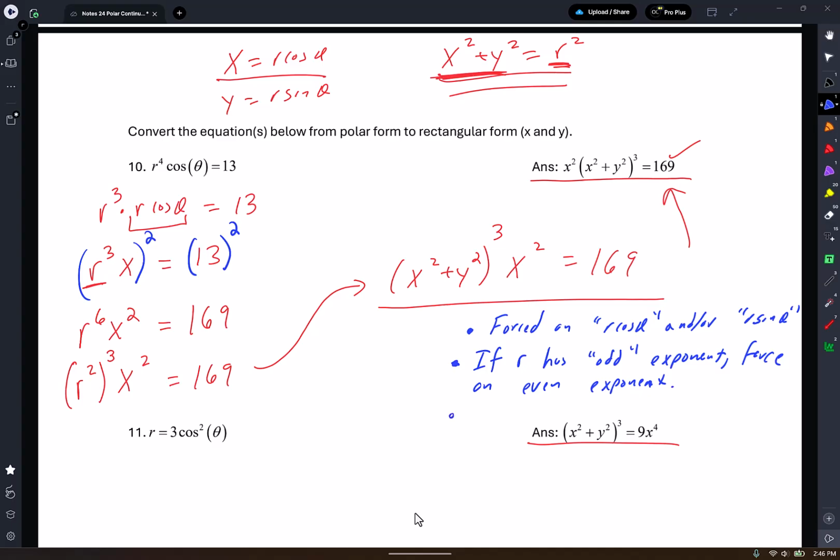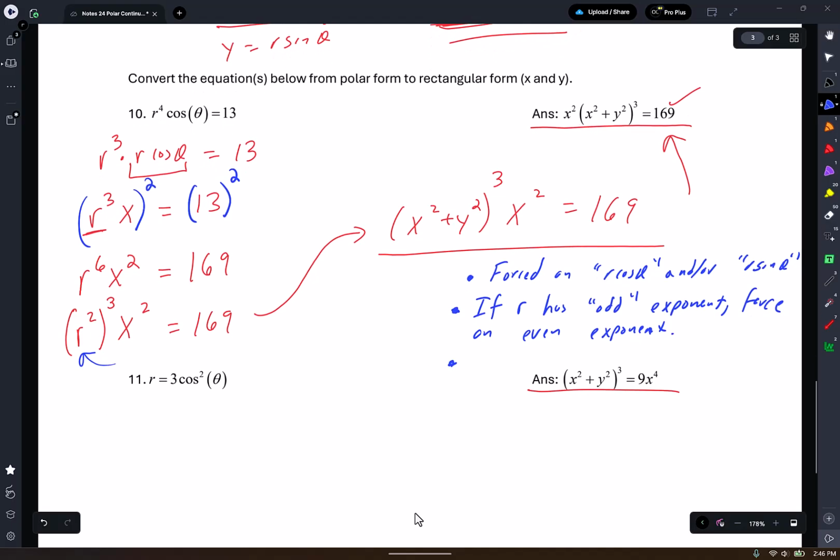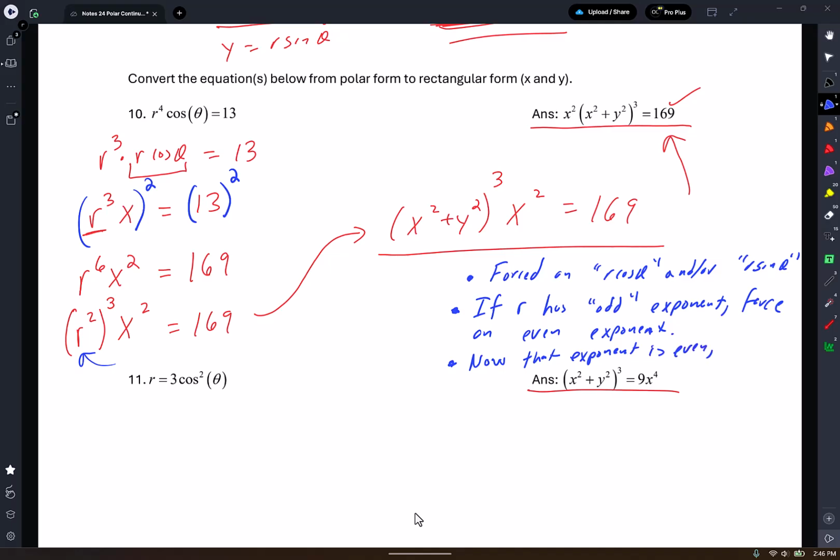Third bullet. Get r squared. So I'm going to put now that r exponent is even, I'm just going to write exponent. Now that exponent is even, comma, get r squared. All right, there it is. Follow those 3 bullets and you'll be fine.